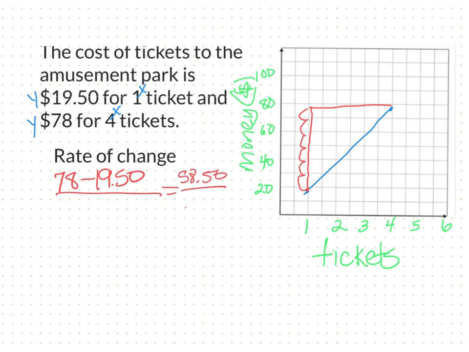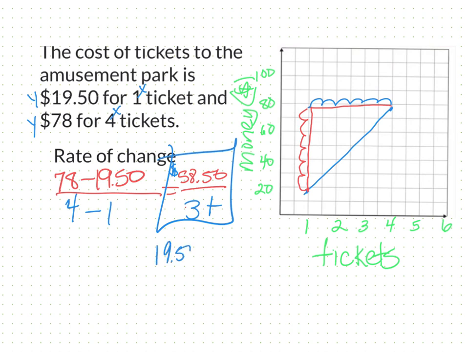All right, now my run is in units. Also it's from 4 tickets to 1 ticket, which would be 3 tickets. So my rate of change is $58.50 for 3 tickets. Now if we're going to reduce that, it is going to be $19.50 for 1 ticket.